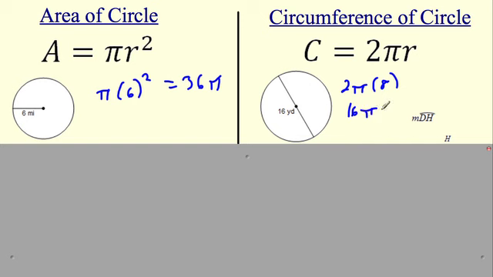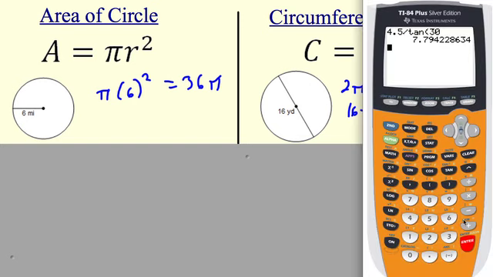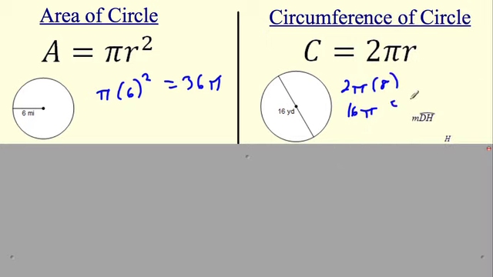And sometimes I may say, go ahead and multiply that out. What is the decimal value? You can just type it in. I was using 3.14. You can use the pi button. 50.24. Usually we round it to just the 1 decimal, the tenth. So I may ask for the approximate, that's the decimal version, or the exact, something like that.